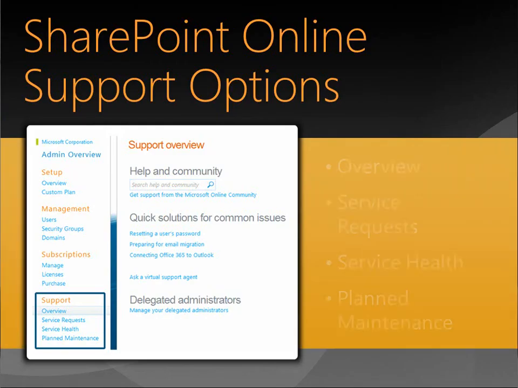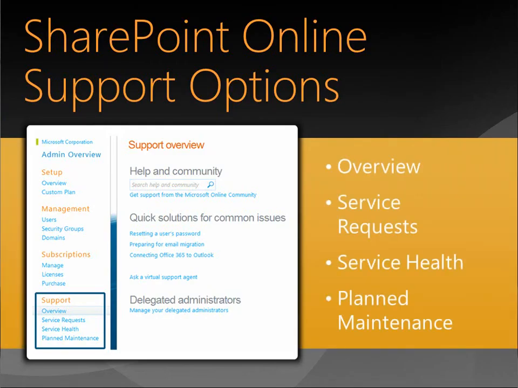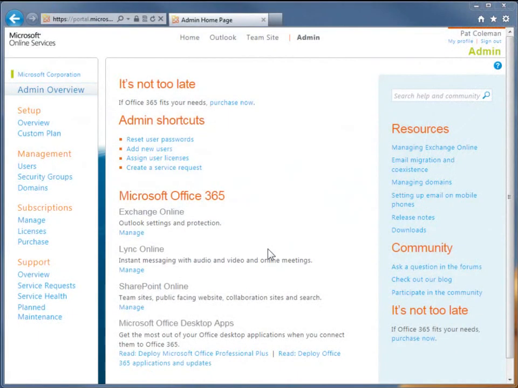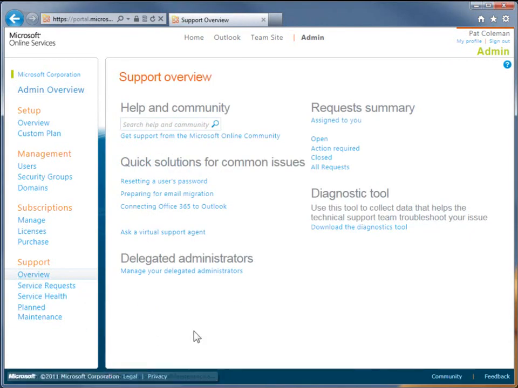We've now covered many of the key features of SharePoint Online, all of which will help to get you started quickly. Before ending this presentation, though, let's take a minute to review the support options. Going back to the main Office 365 Admin Overview page, under the Support heading on the left, you'll see several options: Overview, Service Requests, Service Health, and Planning Maintenance. All of the options are fairly self-explanatory.